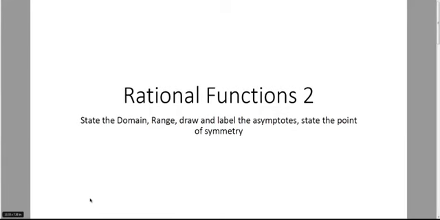In this video, I'm going to revisit rational functions 2. We're going to state the domain, range, draw and label the asymptotes on graph paper, and then state the points of symmetry. Now, in this case, we're going to also state the line of symmetry too. So, moving on to our next slide.